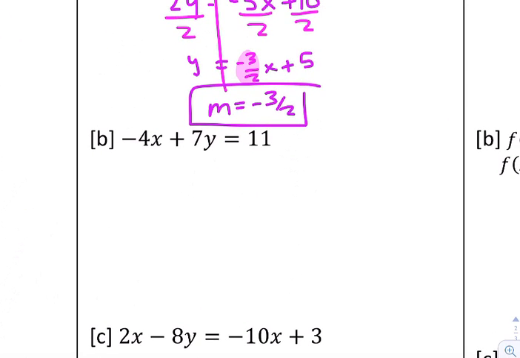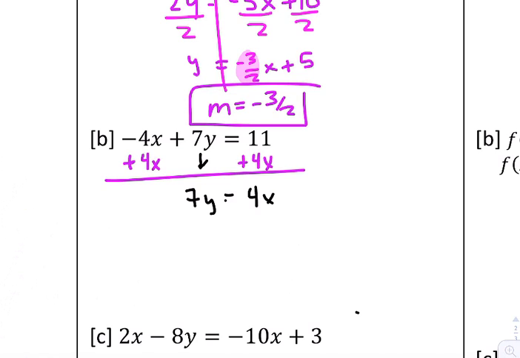So that's a template for how we're going to solve all of these. To get y by itself, let's first add 4x to both sides. That'll get us one step closer anyway. And so now we have 7y is equal to 4x plus 11. Oops.